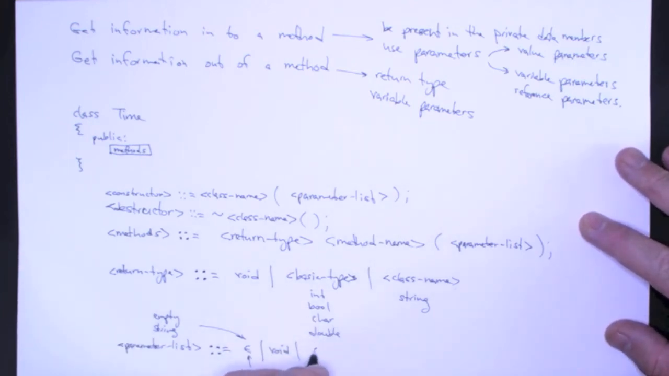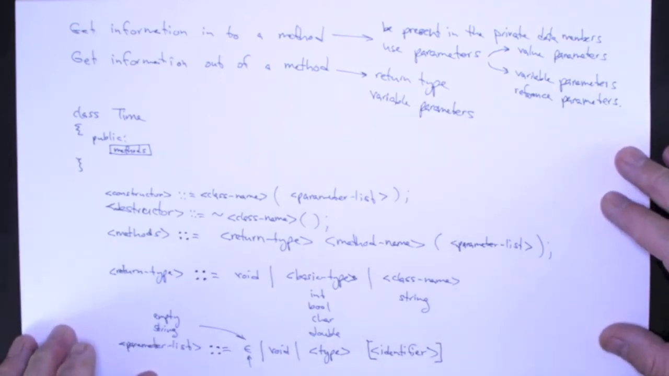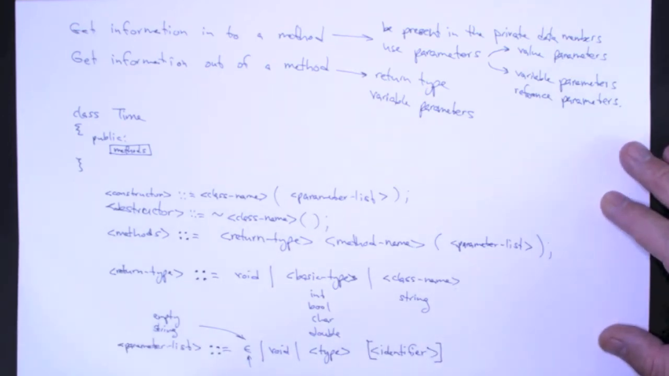And then you write some type, which can be int, bool, character, or some class name. And then an identifier. All right. Now it turns out that the identifier is optional. I tend to include those just so people know exactly what I'm talking about.